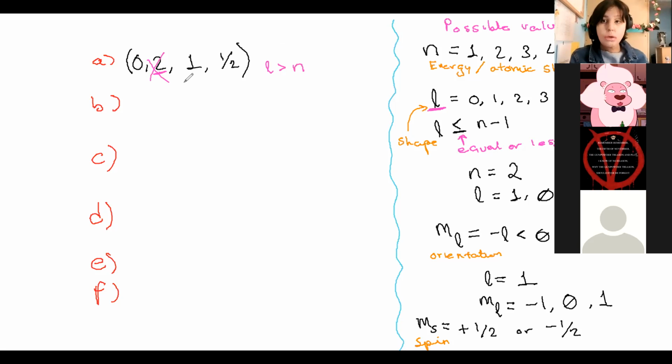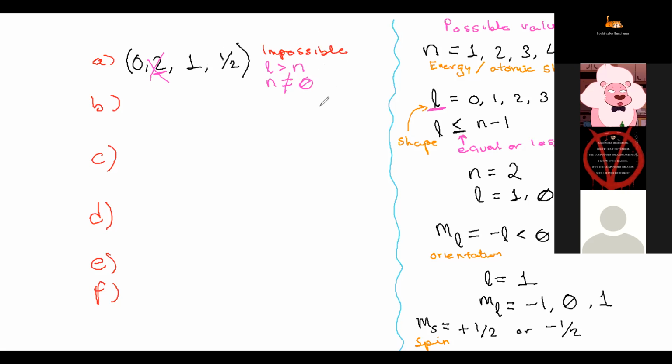What other reason is this impossible? There's no energy level that is 0. Yeah, the energy level is 0. So is a 0 energy level possible? No, right? It starts from what to what? 1 through 7. Well, up until now, we know that there are 7 energy levels.